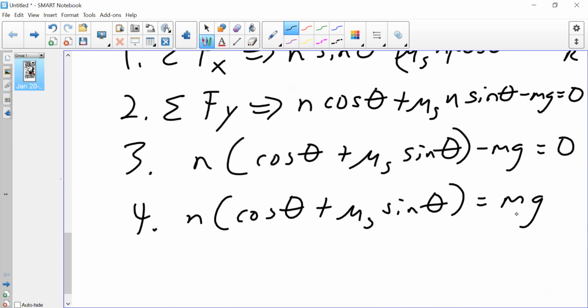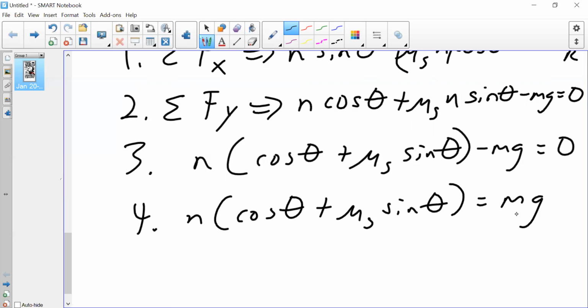Any questions so far? See what we did there. Factor out the n's, minus mg equals 0, set them equal. We get an expression for the normal force. Why are we trying to do that? Because ultimately we're trying to get an expression for Vt, but the normal force is in the way.